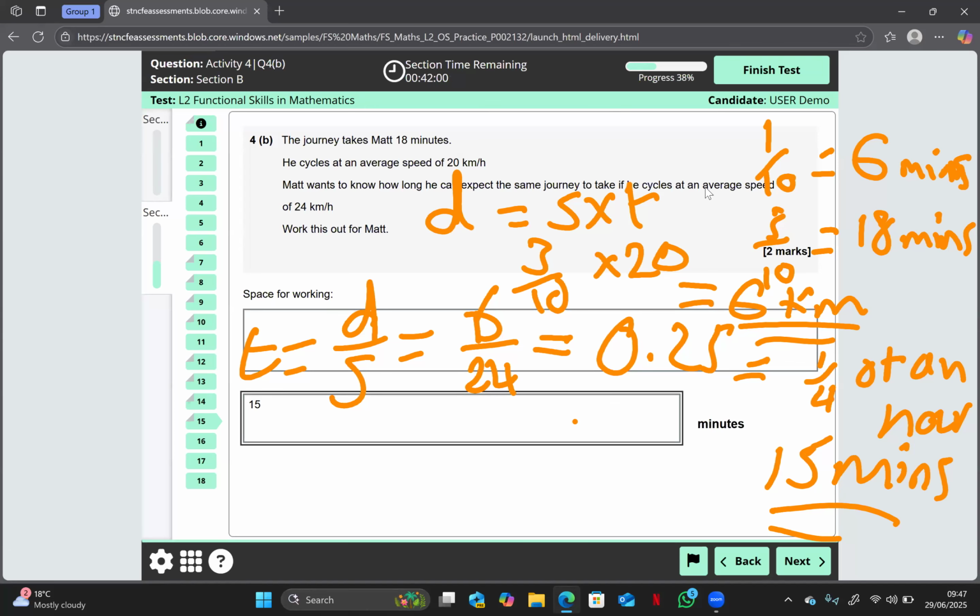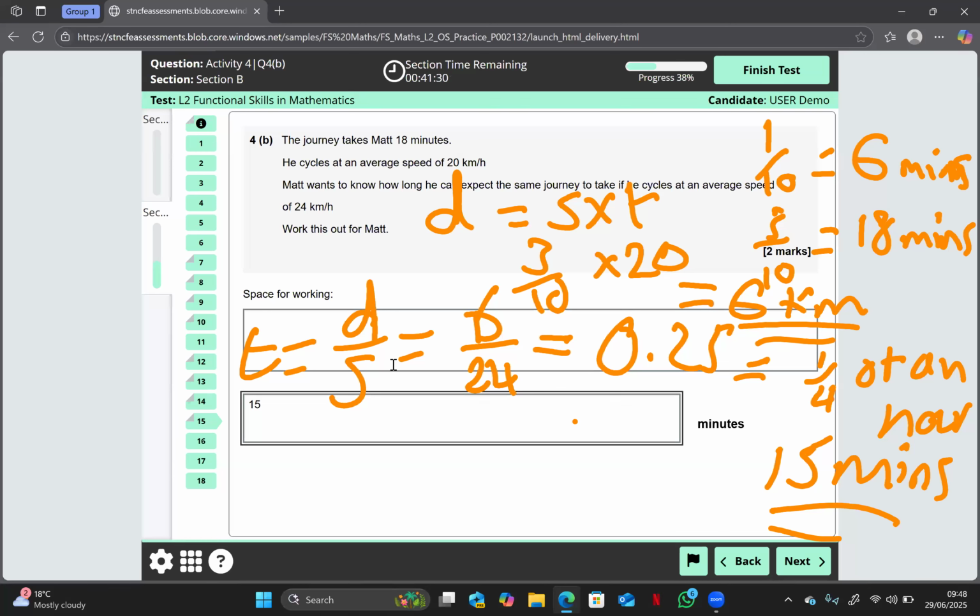So all I've done here is work out what 18 minutes is in terms of hours, because this is 20 kilometers per hour. So 3/10 of an hour is 18 minutes. Then I multiplied 3/10, or 0.3, by 20, which is speed times time. Speed is 20, the time is 3/10. So 20 times 3/10 equals 6 kilometers.